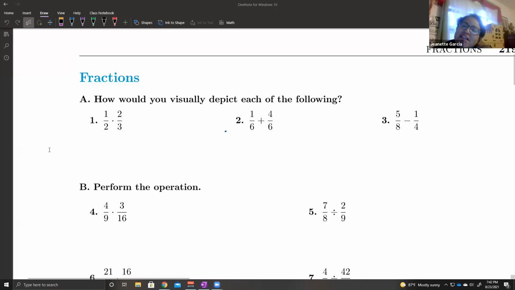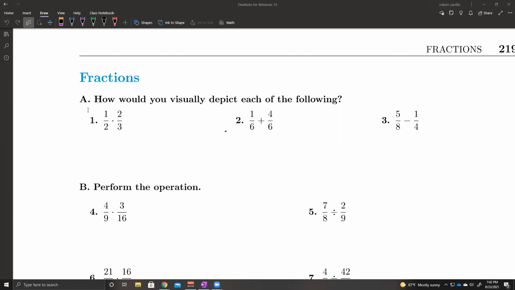I'm sorry, Professor C. I'm not really understanding the question. What do you mean by depict? It's kind of out of the box thinking. Where do you think you would see such an operation? Where do you think you would multiply fractions? Like in real life? Yeah. You're like, nowhere. We don't do this. Yeah, I don't know. Maybe cooking? Good, cooking's a great one.